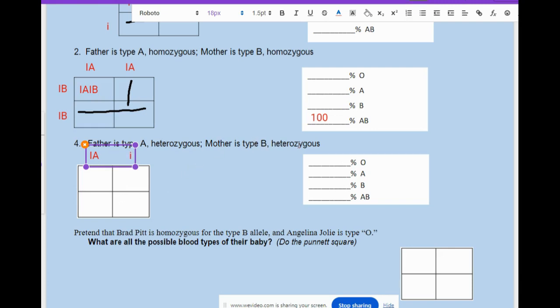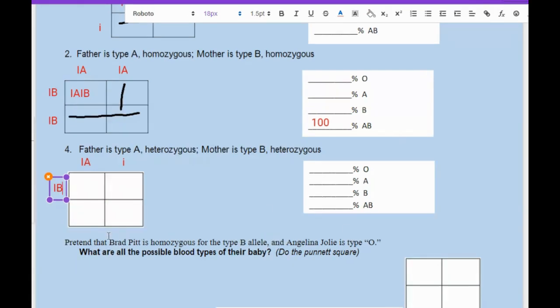The mother is type B heterozygous. I'll give you a start to her. Obviously, if she's type B, she's got to have a type B allele. Now you're going to have to figure out what her other allele is and then put it in the Punnett square and figure out the percent. All right, now next one.